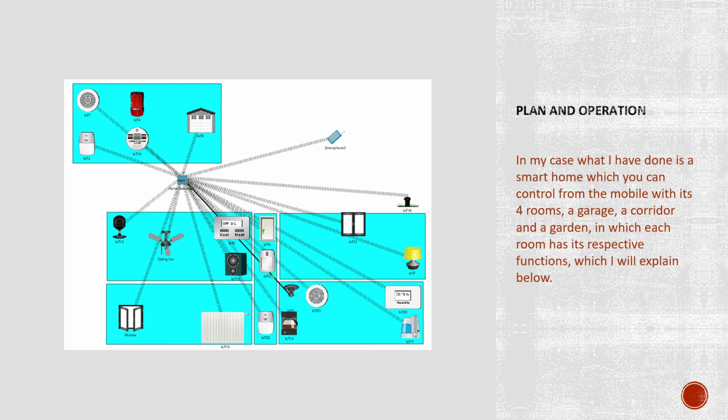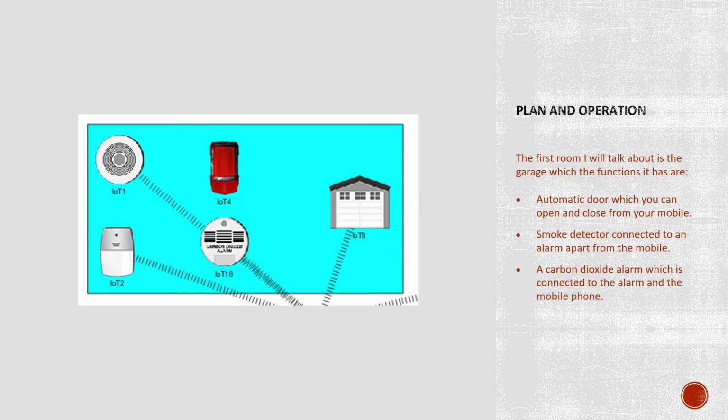Each room has its respective function, which I will explain below. The first room I will talk about is the garage, whose function is an automatic door, which you can open and close from your mobile.